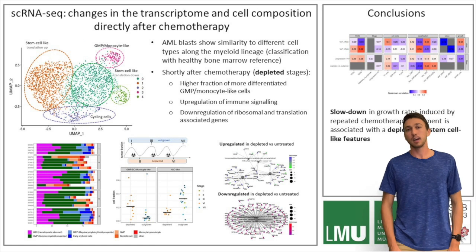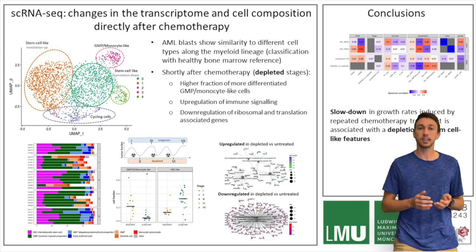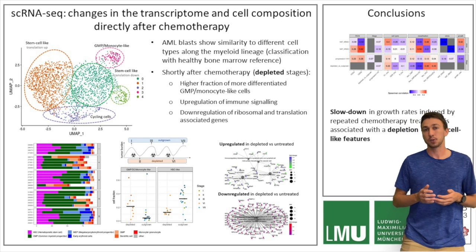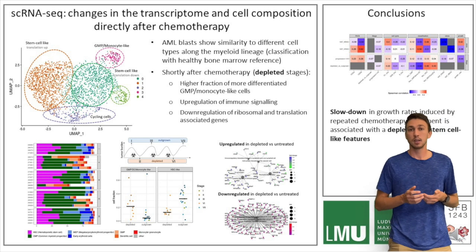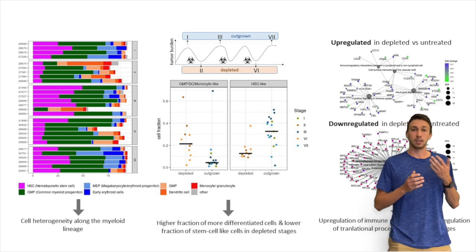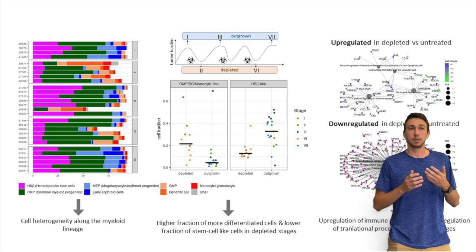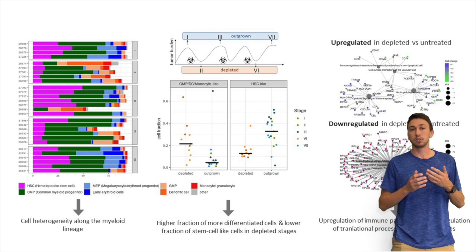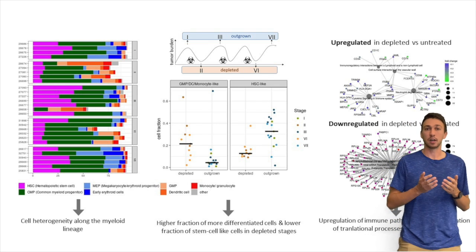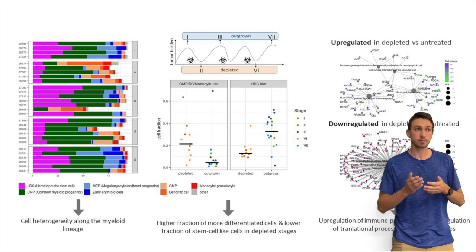Finally, we performed single-cell RNA sequencing on a range of PDX samples to assess the transcriptional heterogeneity and changes along this relapse timeline. Within the main clusters, we observed cycling cells, stem cell-like cells, but also cells that appear to be more differentiated. We classified the cells with a reference of cell types that were present in the healthy bone marrow, and this revealed that in our experiment, the AML blasts show a similarity to a range of different cell types along the myeloid lineage, ranging from HSCs to monocyte-like cells.